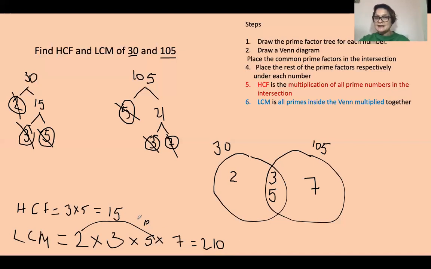So you follow exactly the same strategy if you have 2 numbers, or even if you have 3 numbers, you can go for a 3 circle Venn diagram.